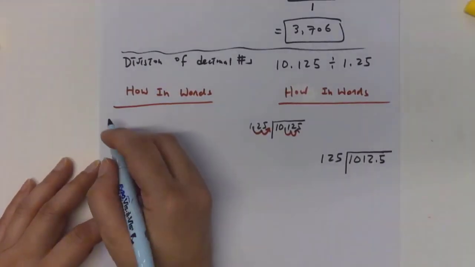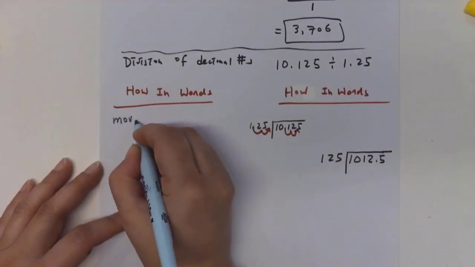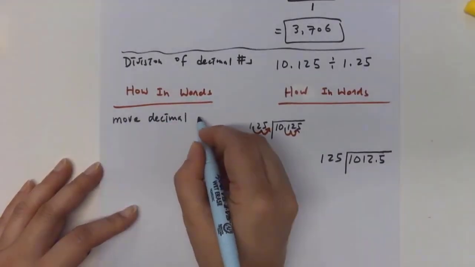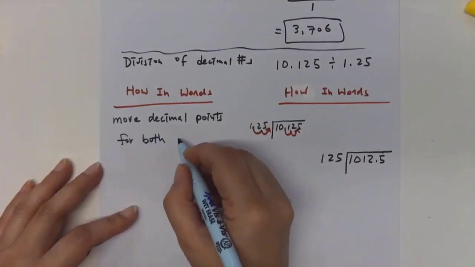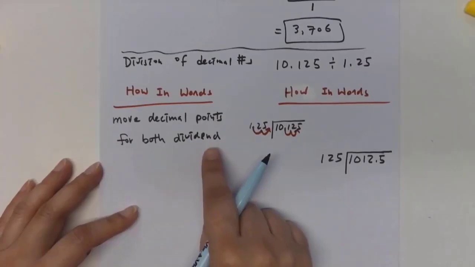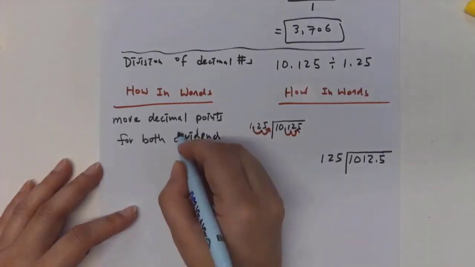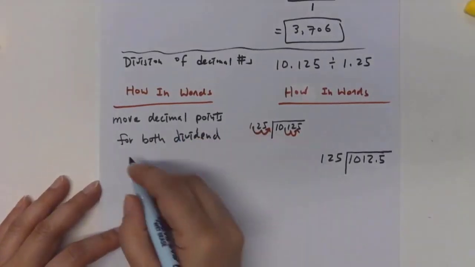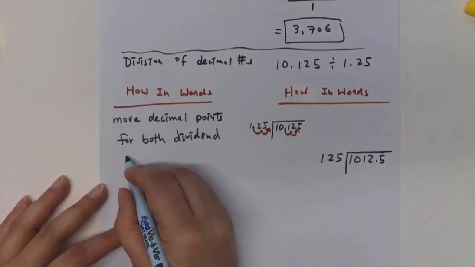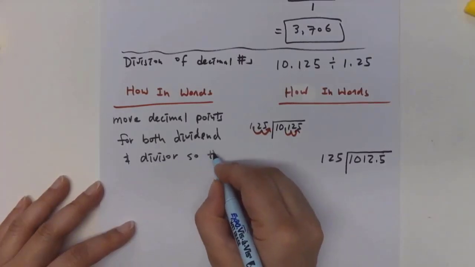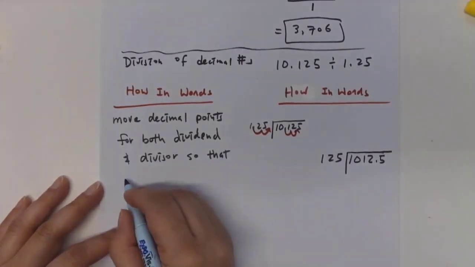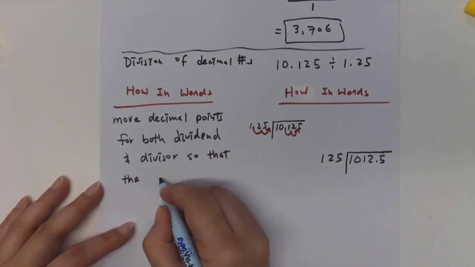So let's write down what we did there. We're going to move the decimal point for both the dividend. I do not know why somebody kept misspelling dividend last semester. D-I-V-I-D-E-N-D. And they misspell it kind of the same way too. So make sure you know how to spell dividend and divisor. So that, which number needs to be a whole number again? The divisor becomes a whole number.